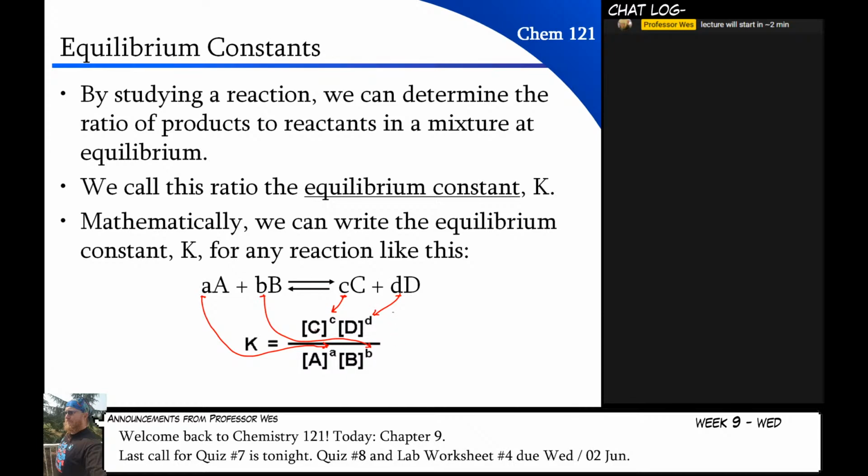Instead, what we're going to do is we're going to do the following. What's on the top of the equation? Oh, it's C and D. Those are the products. What's on the bottom of the expression? Oh, that's A and B. Those are the reactants. And what we're going to do is we're going to think about K as a ratio of products to reactants. So we're going to look at the possible numbers that you can get for K, and just think about this conceptually.